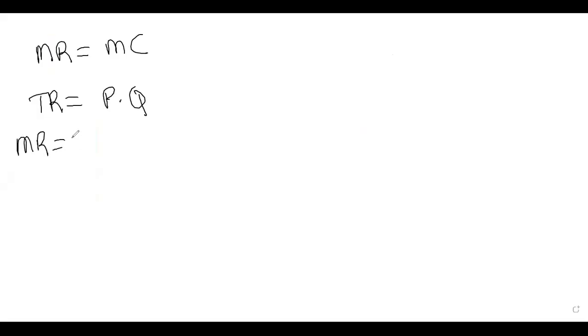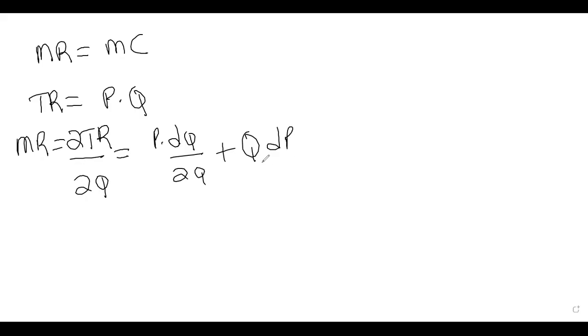Okay, so here we learned from marginal analysis that the firm maximizes their benefit where marginal revenue is equal to marginal cost. Now note that total revenue is equal to price times quantity, okay? So marginal revenue, which is the change in total revenue over the change in quantity, is equal to, using the product rule, P dQ/dQ plus Q dP/dQ.